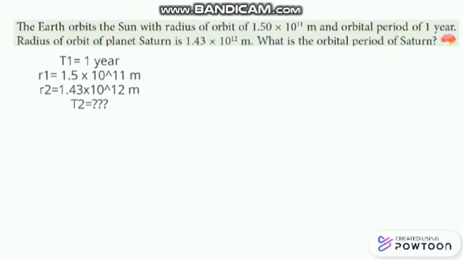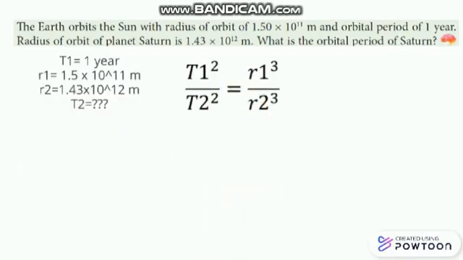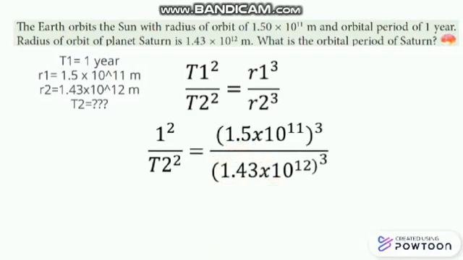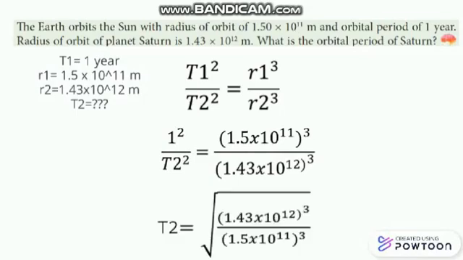By using Kepler's third law, we get that T1 squared over T2 squared is equal to R1 cubed over R2 cubed. Next, just insert all the information given by the question that we listed in the beginning. So here is the last step. Just do simple algebra and a simple calculation using a calculator, and then you will get the answer. So the answer is the orbital period of Saturn, T2, is 29.44 years.